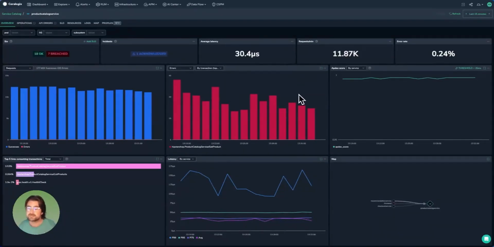We now have a detailed dashboard here showing us performance metrics for our product catalog service. We can see things like our average latency, we're taking over 11,000 requests per minute. And in our error graphs, we're seeing certain spikes at certain times.